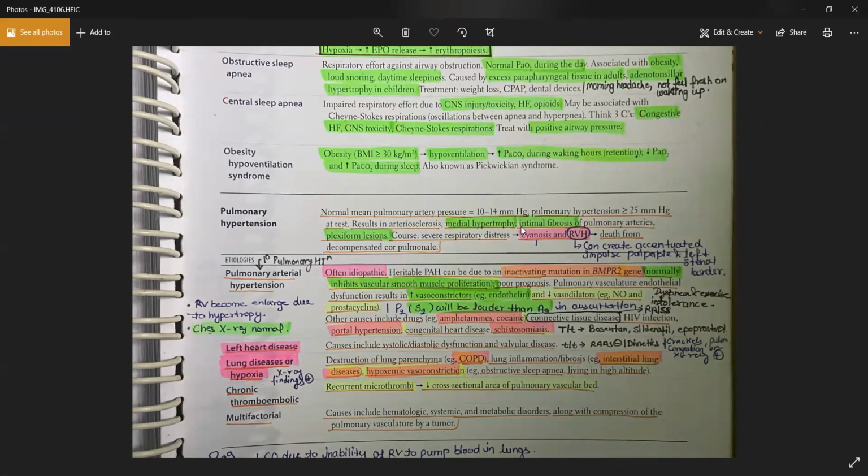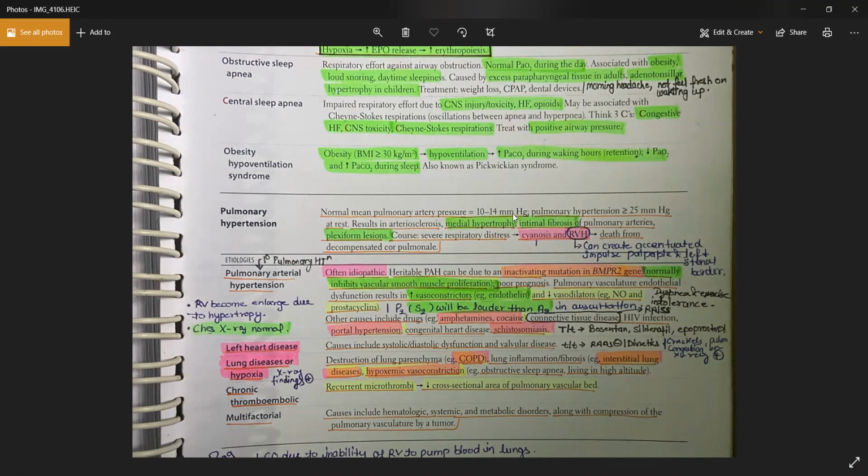intimal fibrosis. So when you encounter a patient who has pulmonary hypertension and you do a biopsy of their vessel, what you will find is atherosclerosis in the vessels. You will have a medial hypertrophy, because whenever you have high blood pressure, these vessels will try to compensate for that. So they will undergo this hypertrophy. Finally, you will have an intimal fibrosis.